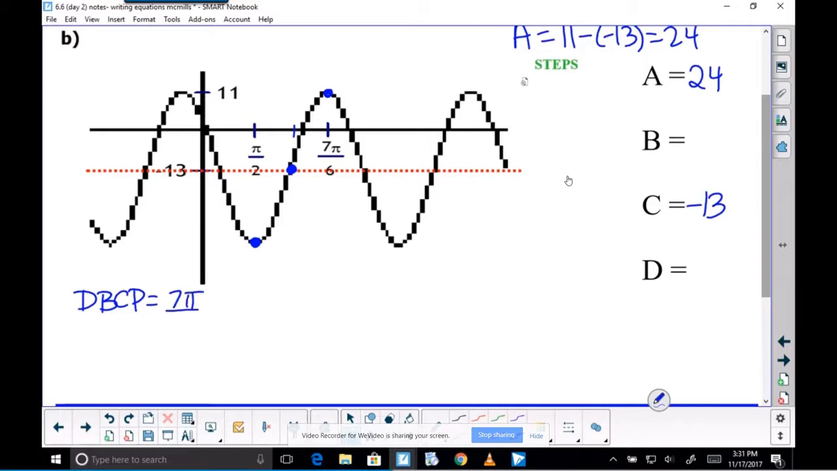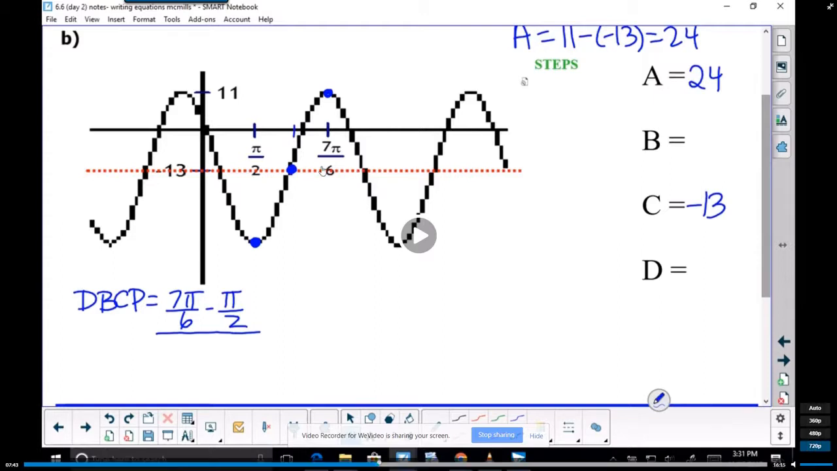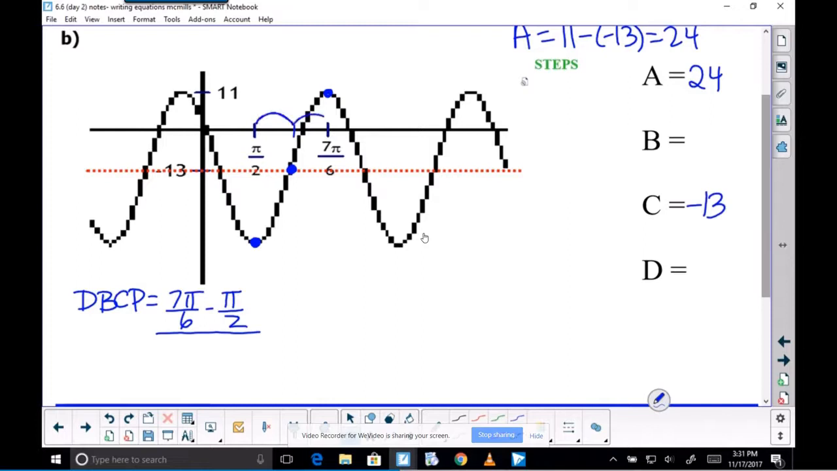To figure out B, remember you first want to do your distance between critical points. And to do the distance between critical points, you take the two values given on your x-axis. They were 7 pi/6 and pi/2. We're going to subtract those two. And then we're going to count the spaces in between. There's 3 critical points, so there's 2 spaces. So we're going to take the 7 pi over 6 minus pi/2 and divide that by 2.